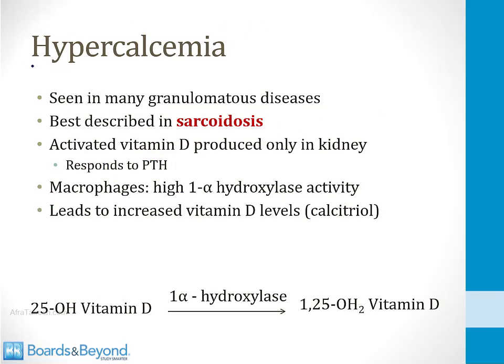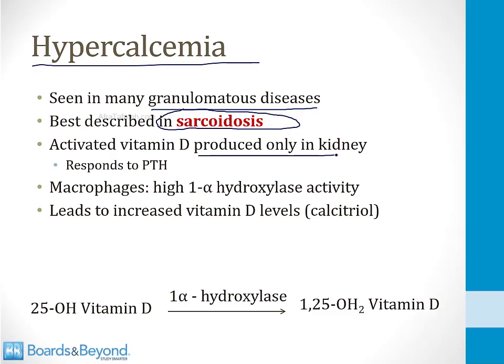Let's finish by discussing hypercalcemia. This is seen in many granulomatous diseases, although it's best described in sarcoidosis, and sarcoidosis is the classic condition to cause hypercalcemia. To understand this, you need to appreciate that activated vitamin D is normally produced only in the kidney, and in that location it responds to PTH, so the parathyroid gland controls the amount of activated vitamin D.